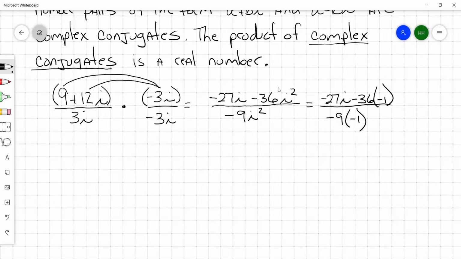So now look what happens in this numerator. You get negative 27i. Negative 36 times negative 1 is positive 36. And in the denominator, you get negative 9 times negative 1, which is positive 9. And now what you have to remember is that the real portion of this complex number goes first. So we rewrite it as 36 minus 27i divided by 9, or over 9.